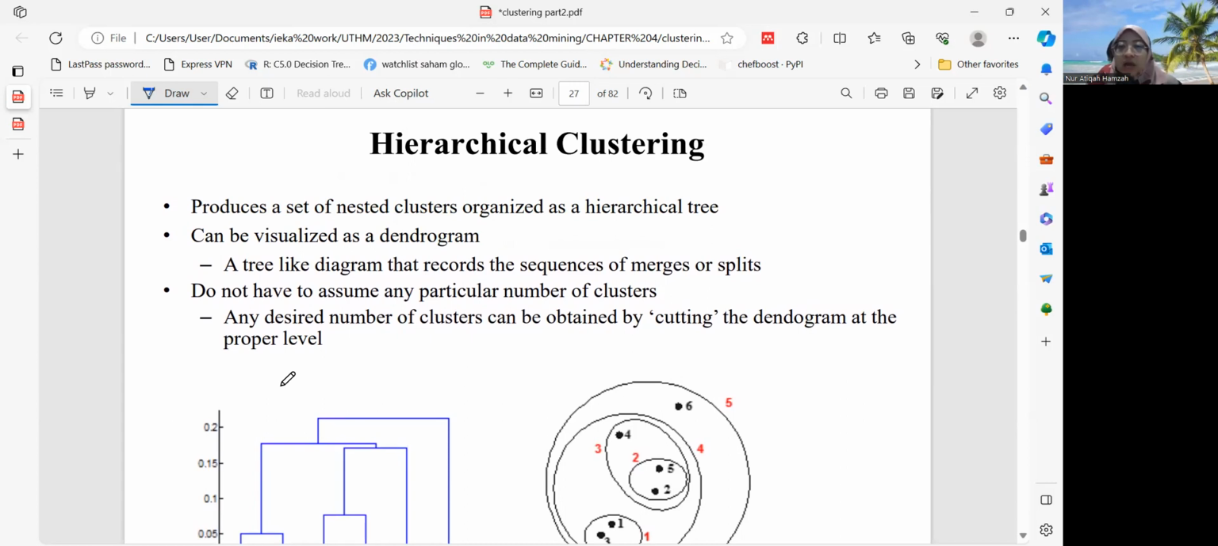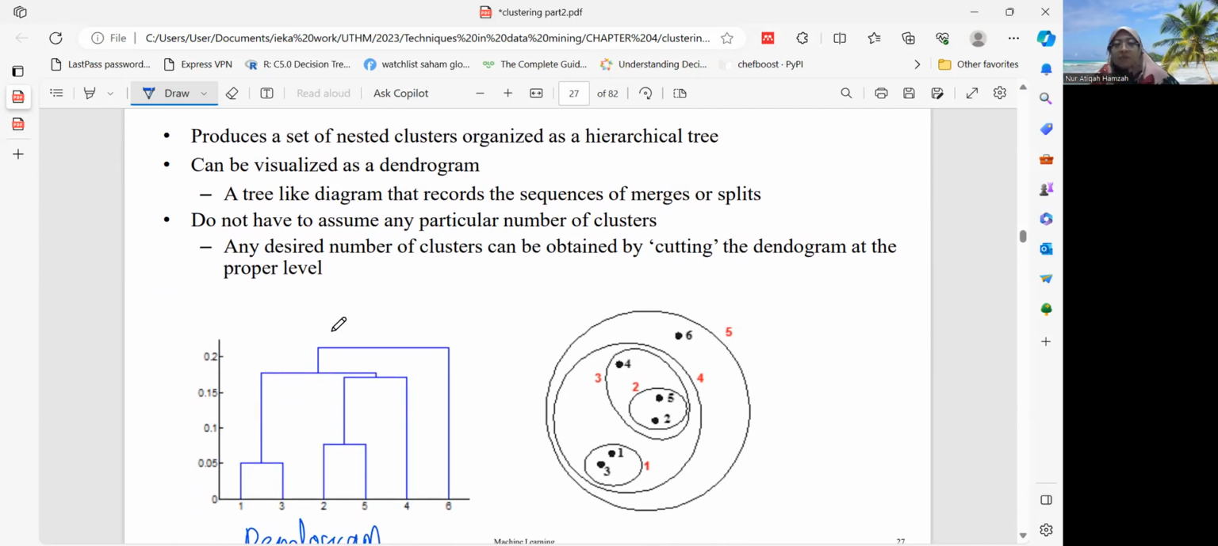So, hierarchical ni ada dua jenis. Satu dia merge. Okay, satu lagi dia split. Okay, do not have to assume any particular number of clusters. Any desired number of clusters can be obtained by cutting the dendrogram at the proper level. Okay, apa maksud point di sini ialah kalau tengok dia interconnected to each other. So kalau kita nak potong, okay, dia kata cutting the dendrogram.